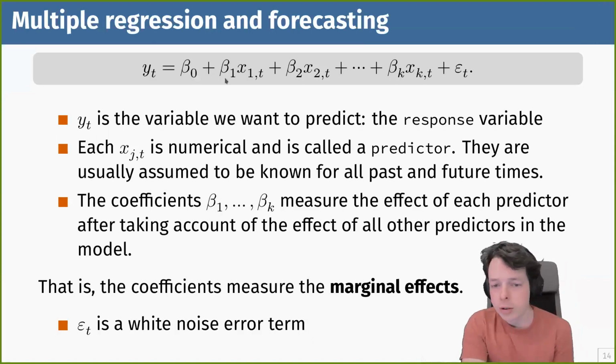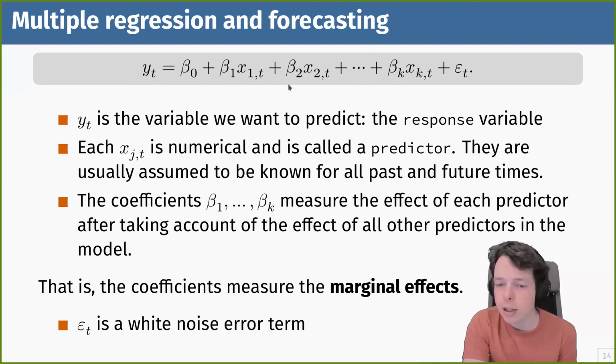But multiple linear regression, you can see rather than just having beta 1 x_t, we now have x_1t, x_2t, and all the way up to x_kt. So we've got several regressors that we're using together to predict y_t. So now the coefficients, beta 1, beta 2, beta 3, and so on, are measuring the marginal effects. What that means is the relationship between x_1 and y_t after taking into account the relationship between x_2, x_3, and x_k, all of the other predictors in the model.